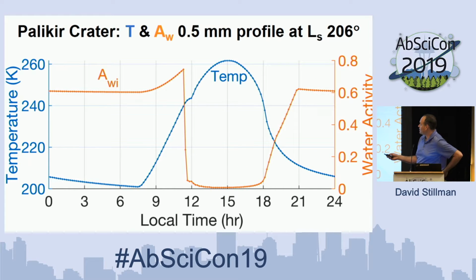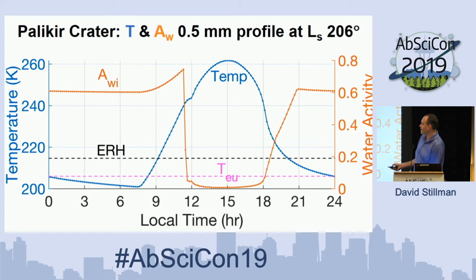And so that's what's shown here. So again, for Palikir Crater at 206, and instead of being at the surface, we're going to be right under the surface, so at half a millimeter, just to have pores in there instead of just degassing out to the atmosphere. So this is our temperature. It's going to be on the left plot, and then this is going to be our relative humidity or water activity that's going to be shown here on the right. And then we just show the eutectic temperature on there, the ERH, the DRH was just temperature dependent again.